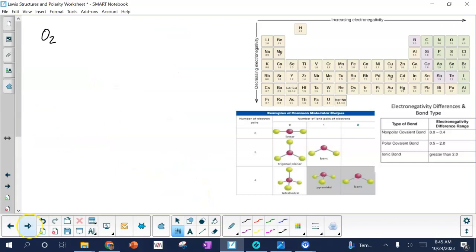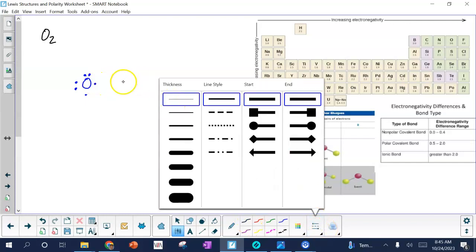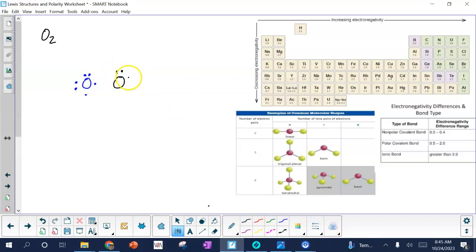Okay, next one, we have oxygen, just diatomic oxygen. First off, let's draw this. We're going to draw this one with 6. I'm going to draw another one over here and give it 6. I think you can recognize it's going to have to share more than 1 pair, so it's going to end up looking like this. We don't have to look up the shape because, once again, there are only 2 atoms here. Between any 2 points, there is a straight line.